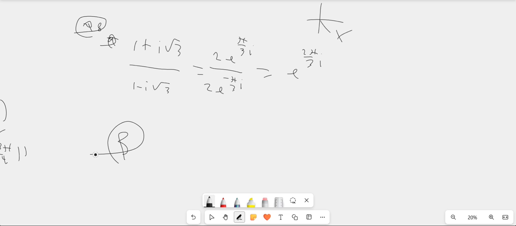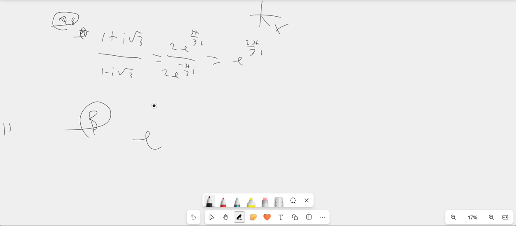What's part b saying? It's saying hence find the smallest positive integer value. So if you do here e to the power of 2 pi over 3i, that's just cos 2 pi over 3 plus i sine 2 pi over 3, yeah?